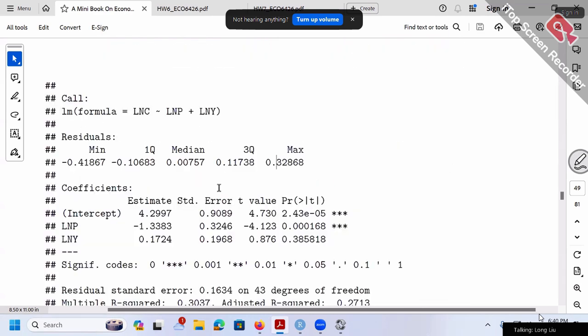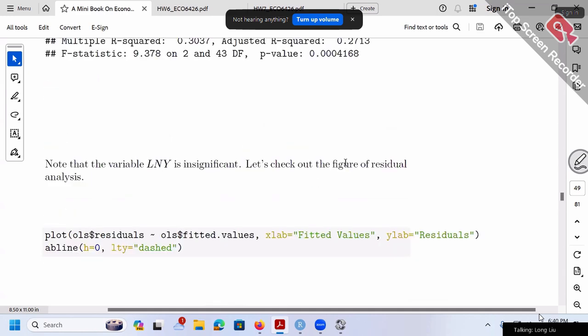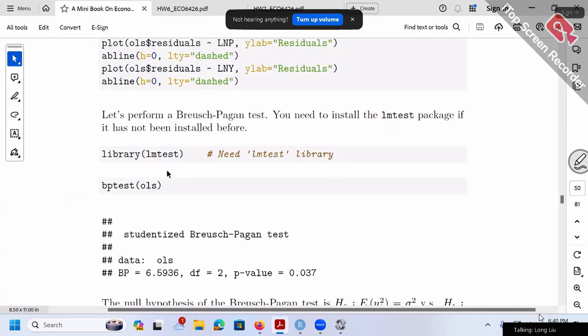The computer codes are very simple. OLS, this is what we had before, very simple. The test, the BP test, is also very simple. BP test, parenthesis, OLS, where OLS is simply our OLS regression. With the BP test of OLS, we can perform a BP test to check whether we are homo or hetero. By doing so, you need to load a package called lmtest, linear model test.